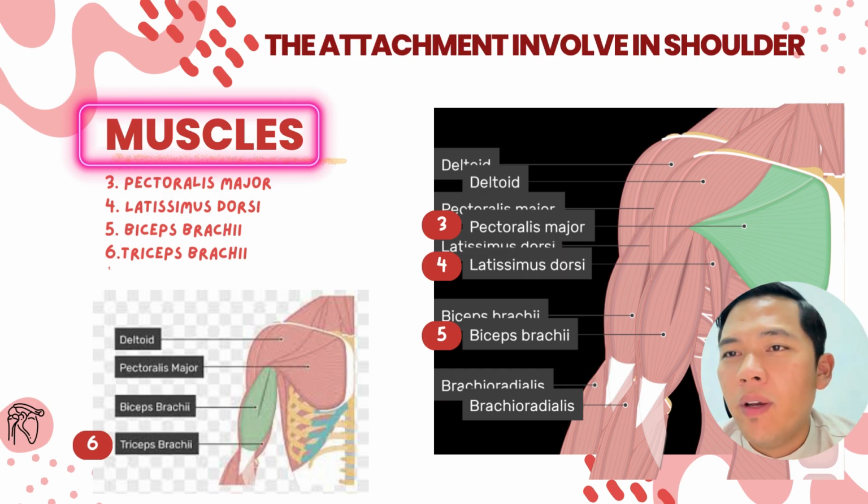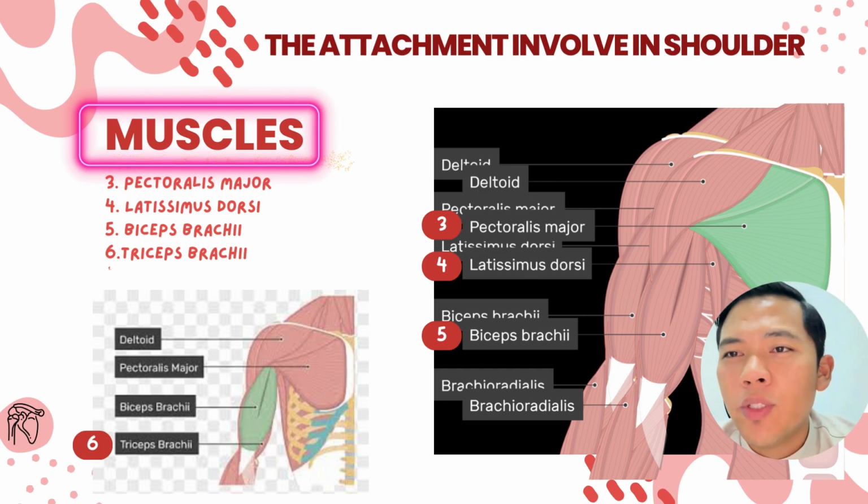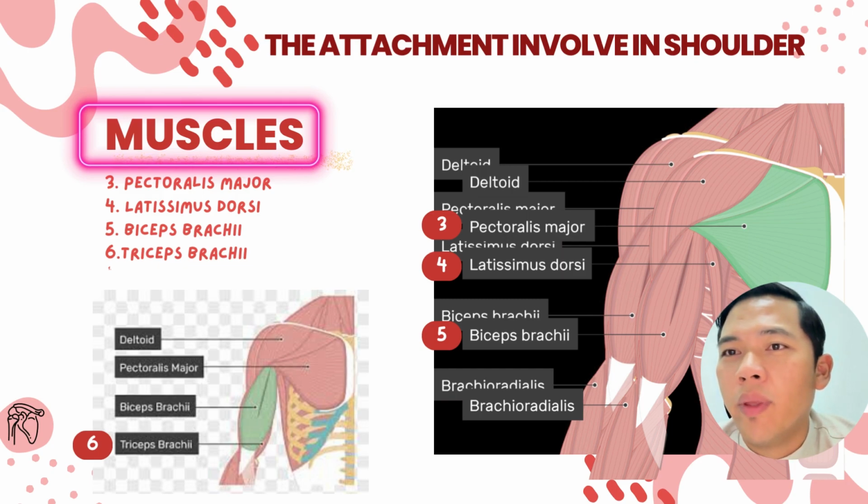So number four is the latissimus dorsi. The latissimus dorsi is located on the back, and this broad muscle extends, adducts, and internally rotates the shoulder. It is vital for movements such as pulling and rowing.